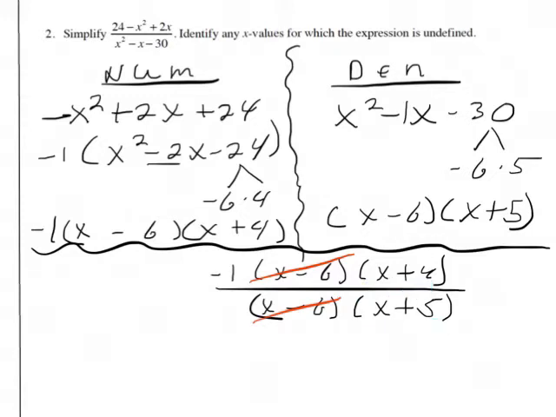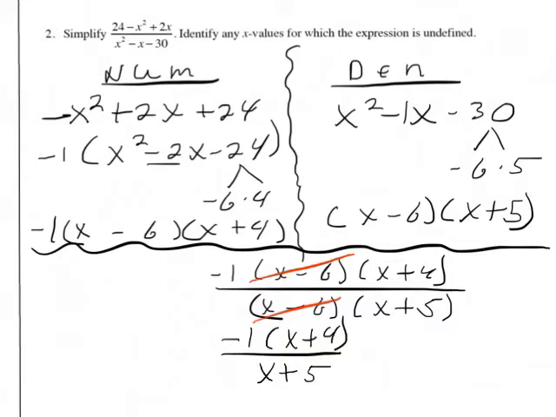Now, one area where students make mistakes, sometimes they'll say, oh, there's an x and there's an x, so let's divide those out. You cannot do that because this isn't just x, it is x plus 4. And you have to have another x plus 4 down here, and you don't. So that tells us at this point that it is all divided out, and I'm left with negative 1 times the quantity x plus 4, all over x plus 5.